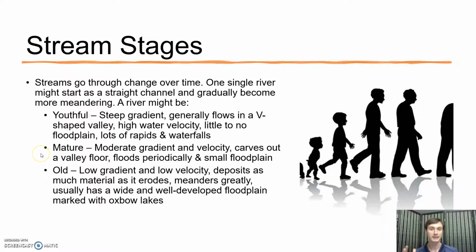So somewhere in the middle, once there's been enough time for it to mature, we have a more moderate gradient. It might carve out a floodplain. And finally, once it gets to be old, the end stage of a river, you think of something like the Mississippi, a huge floodplain, huge volume of water, low gradient, relatively low velocity.